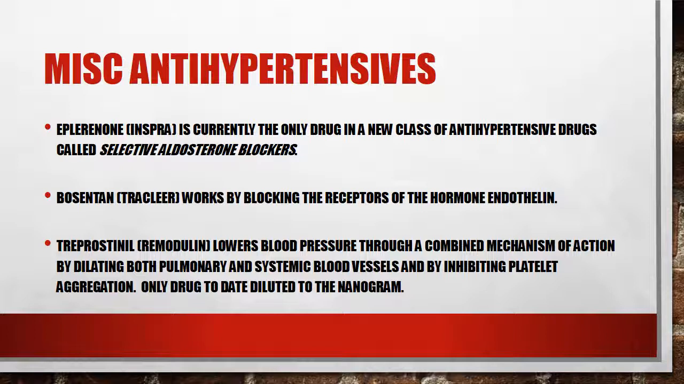Bosentan, or Tracleer, works by blocking the receptors of the hormone endothelin. And treprostinil, or Remodulin, lowers blood pressure through a combined mechanism of action by dilating both pulmonary and systemic blood vessels and by inhibiting platelet aggregation, or sticky platelets. It's the only drug that to date is diluted by the nanogram. I haven't actually seen any of them used in practice, but I wanted to at least introduce you to them.